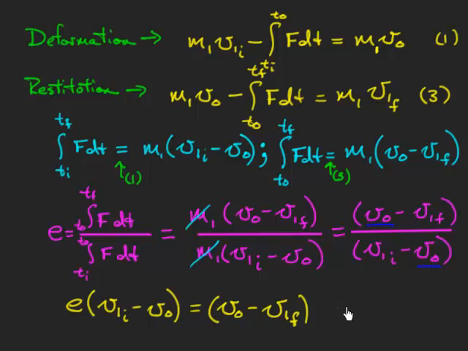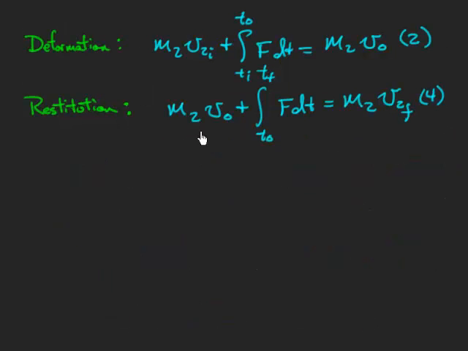And this one's going to be real important to me. What number equation am I on? I think I'm on equation number 5. So let's call this one 5. Now for object number 2, we're going to do the exact same thing. I mean exact same thing. We get the equations 2 and 4 that were the impulse momentum equations for deformation and restitution respectively.